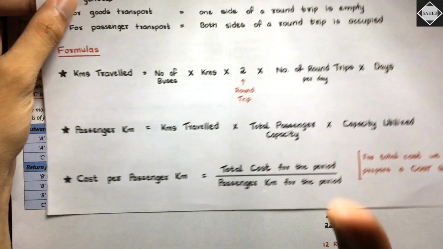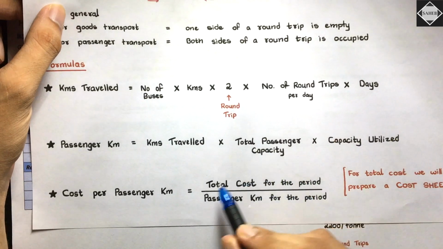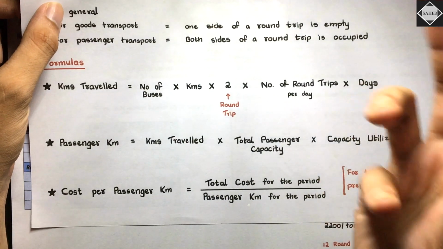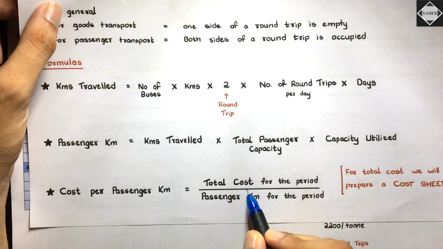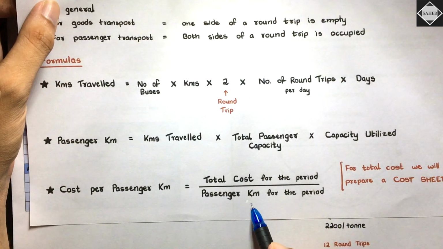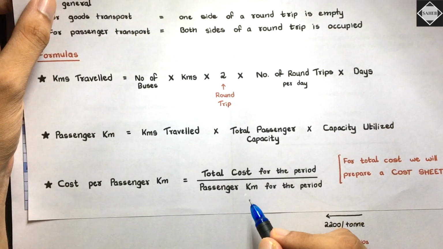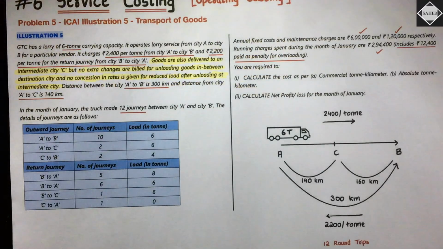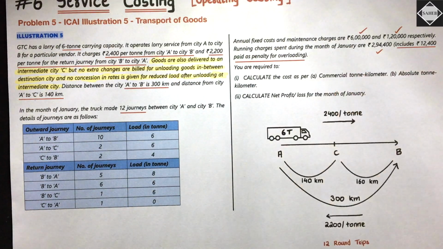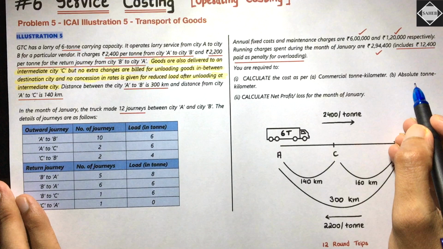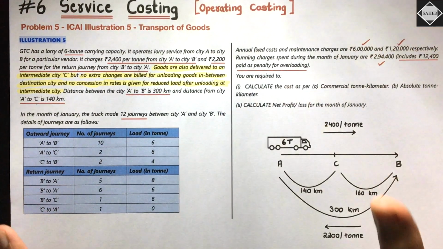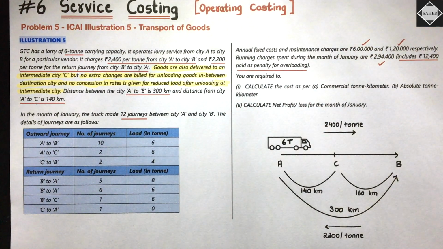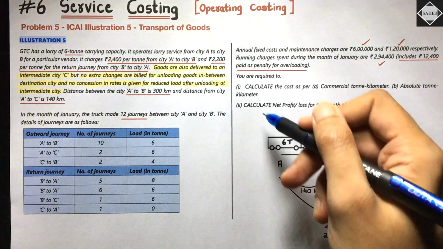So what we have to do right now is, for the numerator we are preparing what? Operating cost sheet. There you will get the total cost. But for the denominator, what we have to do? We have to prepare a working note. You have seen we do working notes to calculate passenger kilometers. Similarly, we will do a working note to calculate commercial ton kilometer as well as absolute ton kilometer. Is that clear? So that will be a little bit complicated, right? And then the second part is very easy.